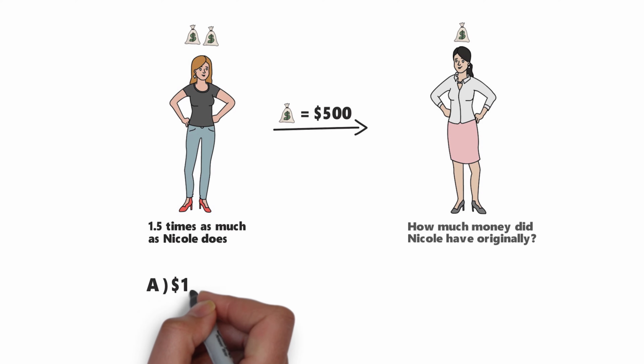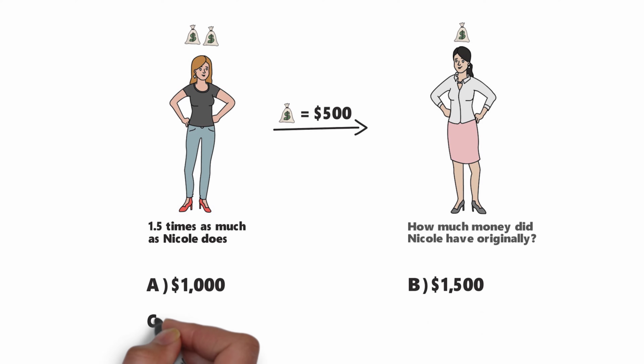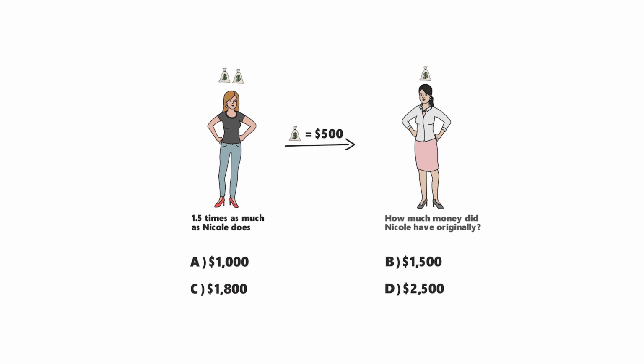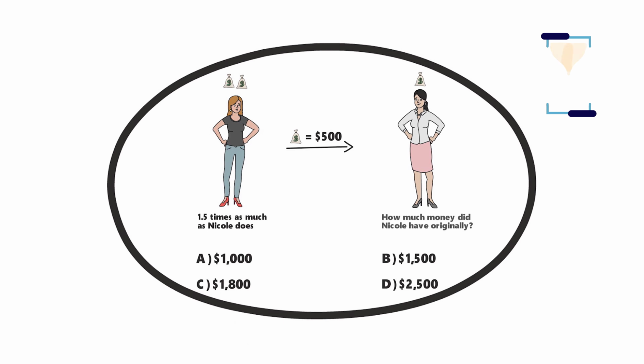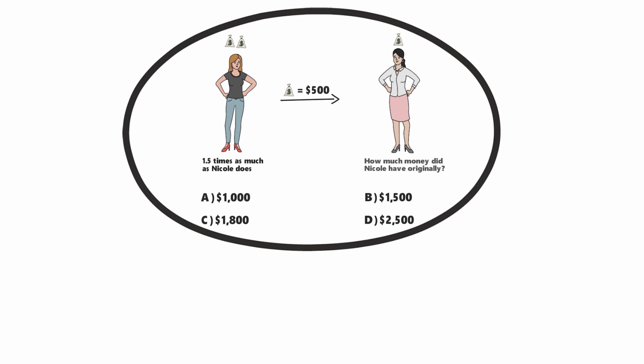Choice A, $1,000. Choice B, $1,500. Choice C, $1,800. And choice D, $2,500. Can you calculate the answer? Give yourself 20 to 30 seconds. Maybe pause this video and give yourself as much time as you need. Let's go ahead and move forward to get to the correct solution together.